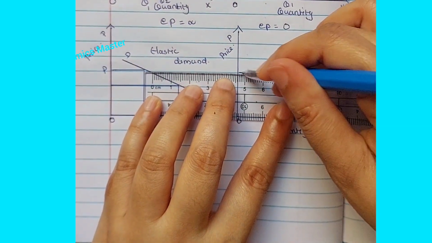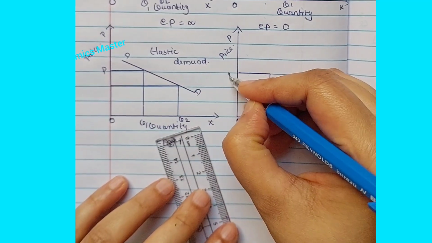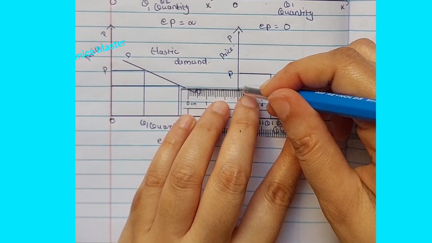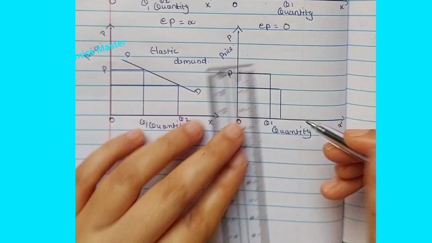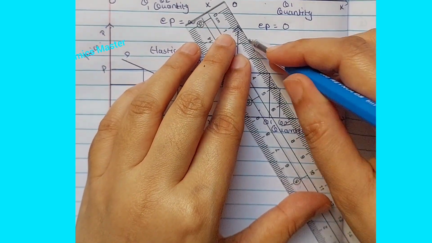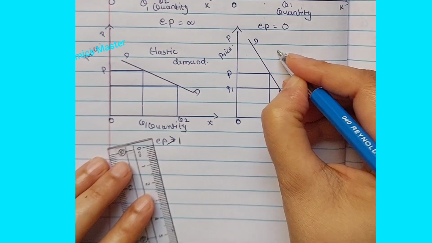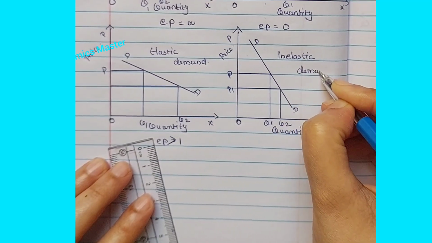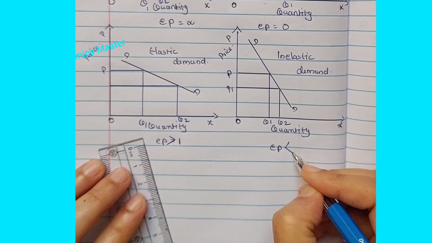When the price is P, the quantity demanded is Q1. When the price decreases to P1, quantity demanded increases to Q2. But the increase in the quantity demanded is less than the decrease in the price. So the demand is said to be inelastic demand, and elasticity of demand is less than 1.